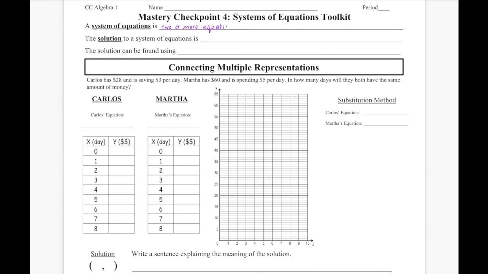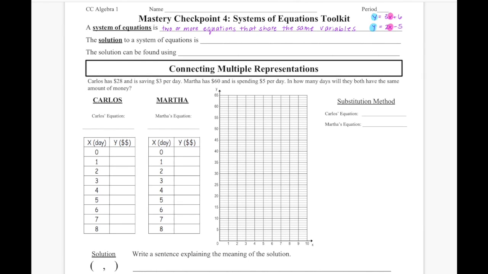A system of equations is two or more equations that share the same variables. So we're really familiar with x and y, and these two equations both have an x and they both have a y. When we talk about the solution to a system of equations, we're talking about the values of x and y that make both equations true. So in other words, when you plug in something for x and you plug in something for y into both equations, it works. Today we're going to work on three methods of finding a solution, which are graphing, substitution, and elimination. But we want to pay more attention to graphing and substitution.